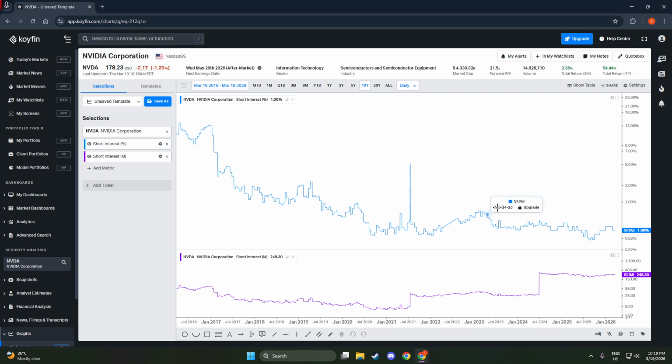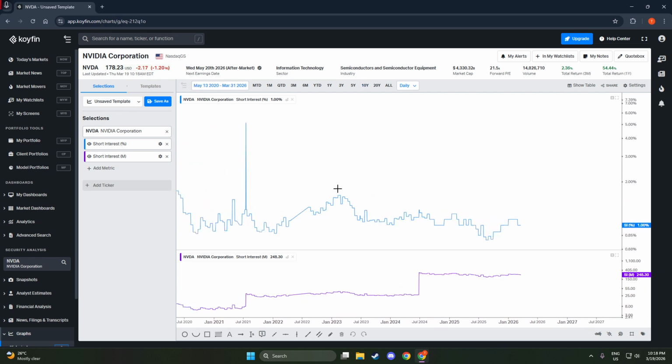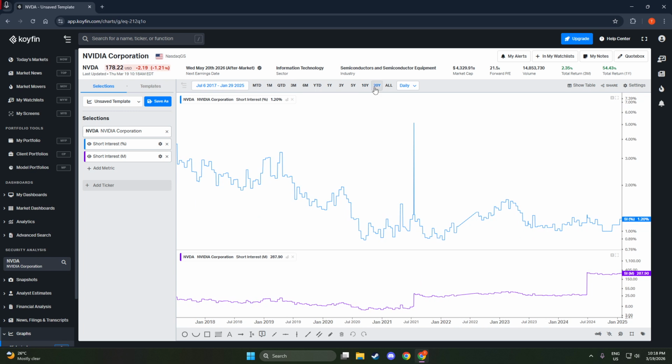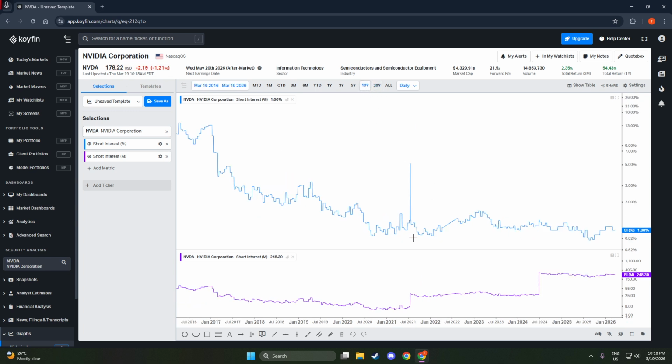Keep in mind that absolute shares can look big or small depending on the company's size, so pair your interpretation with what you saw earlier in short interest percent or notional to keep perspective.